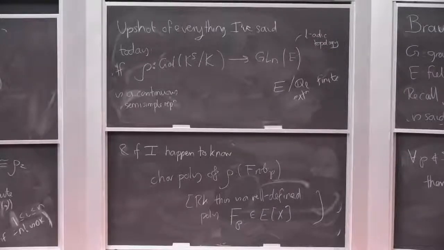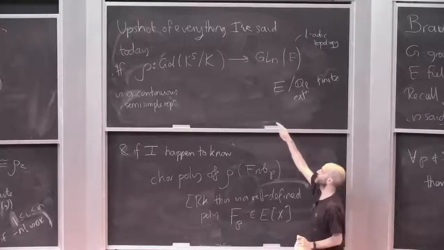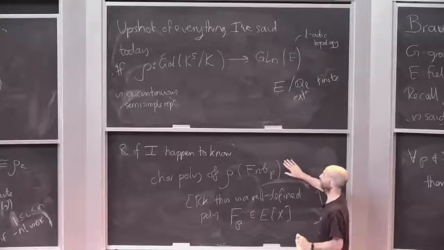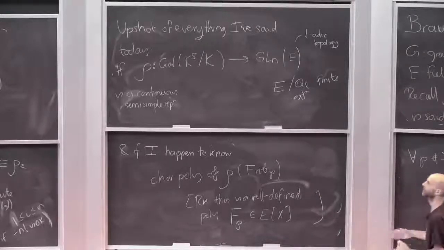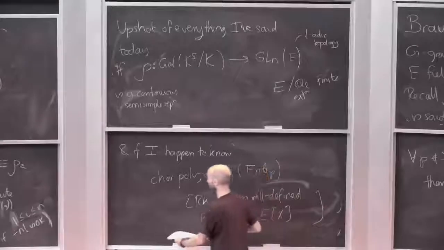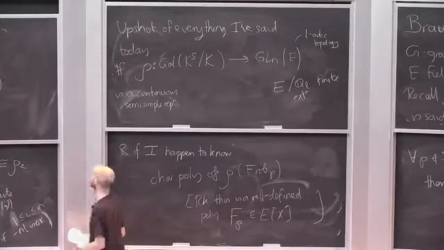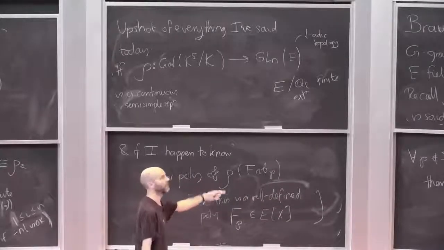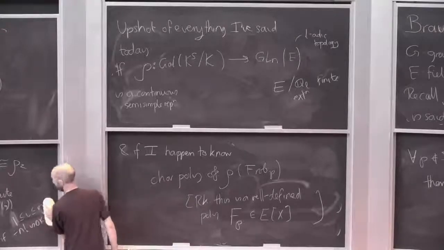Right? So in particular, if I claim that a representation exists, and I tell you the char poly of every single Frobenius element, then I've told you what that representation is. Of course, there could be no such representation. But if I'm asserting that a representation exists, then all I have to do to uniquely determine it is to say what's going on in these char polys.